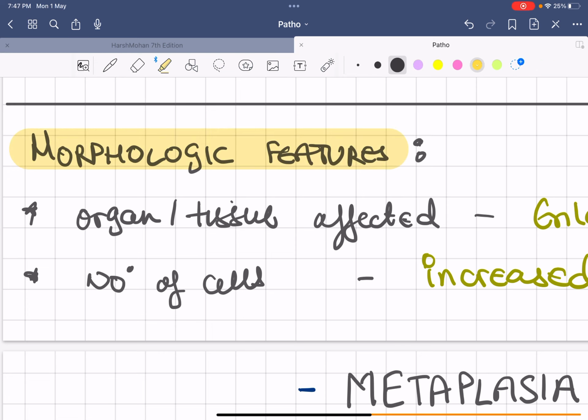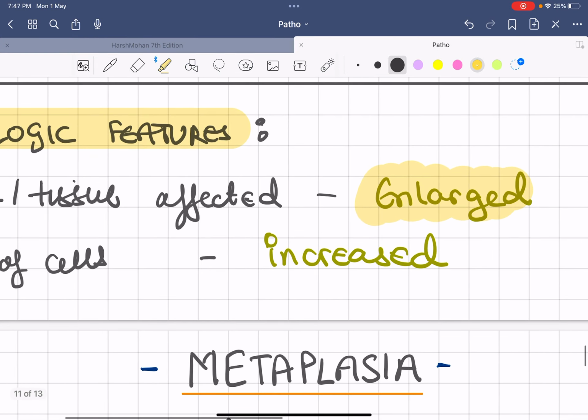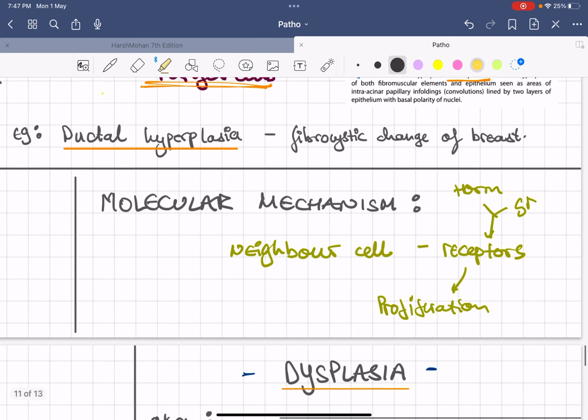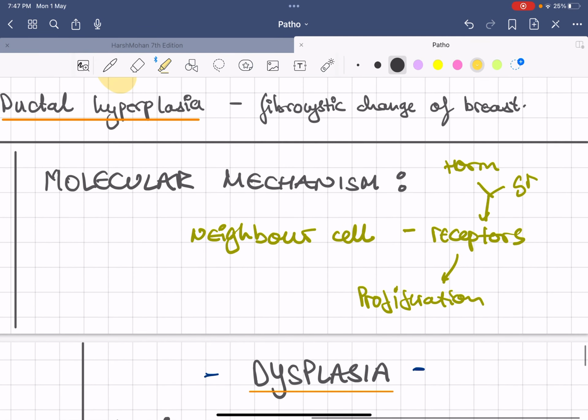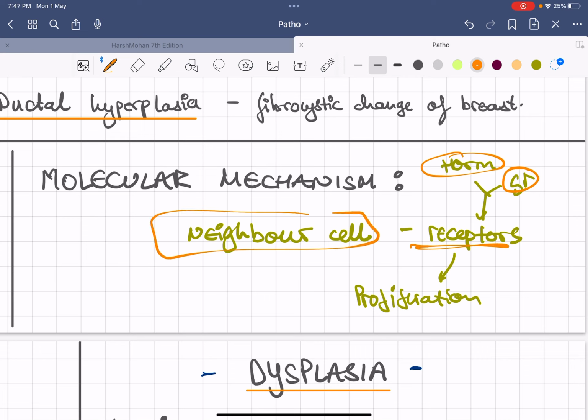So let's move on to the morphologic features of hyperplasia. If the organ has undergone hyperplasia, it would be enlarged and the number of cells would be increased. And the molecular mechanism finally. In the molecular mechanism, as we read above, excessive stimulation of hormones and growth factors leads to hyperplasia. But how do they act? They act on the receptors of neighboring cells. Then the neighboring cells tend to proliferate, and this leads to hyperplasia.